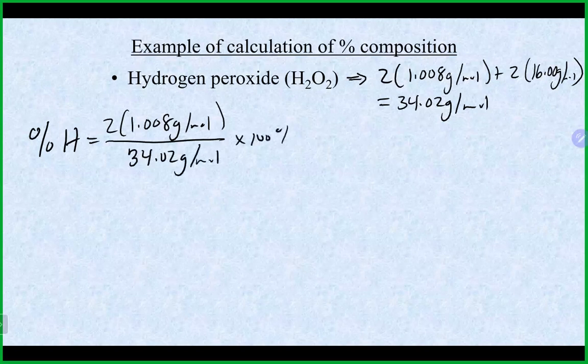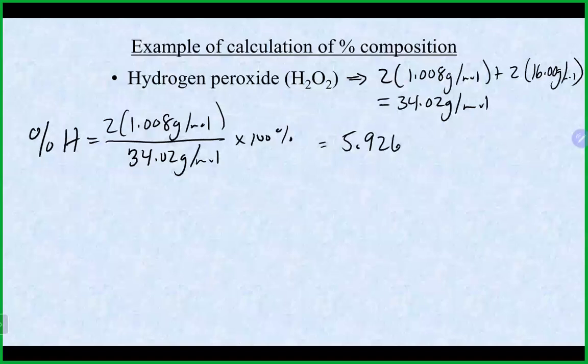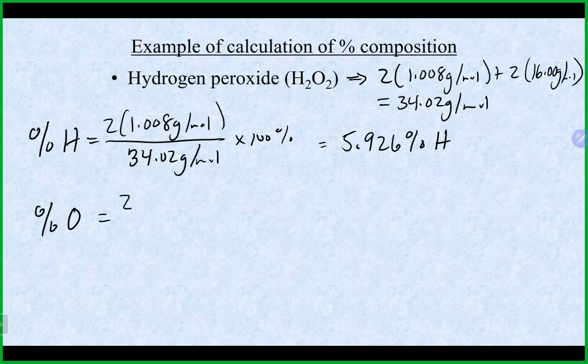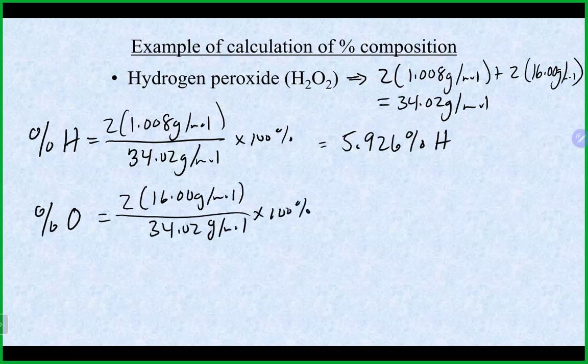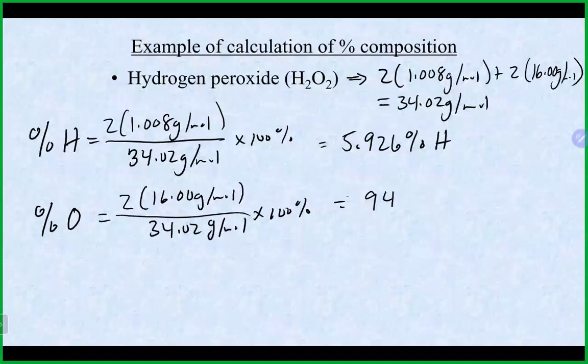And then we would times it by 100%, which means in this case, we would end up with a percentage of approximately, we'll go with 5.926% hydrogen. If we wanted to do this for oxygen, we would do the same thing. We would take the percent oxygen, and in this case, there's 2 oxygens, each has 16. So that's the grams of our element divided by the entire molar mass of our compound times it by 100%. So that's going to give us 32 divided by 34.02 times 100, going to give us 94.06% oxygen in this case.